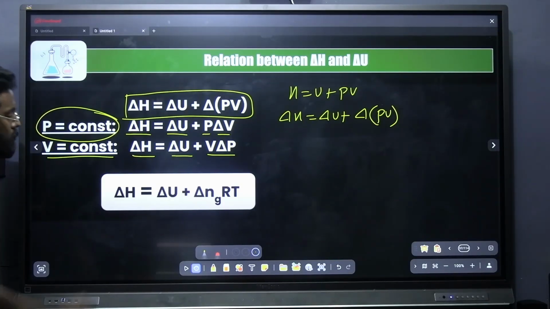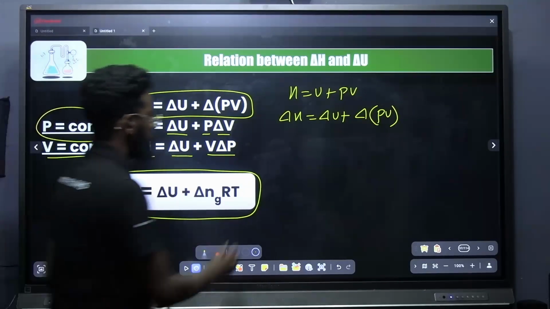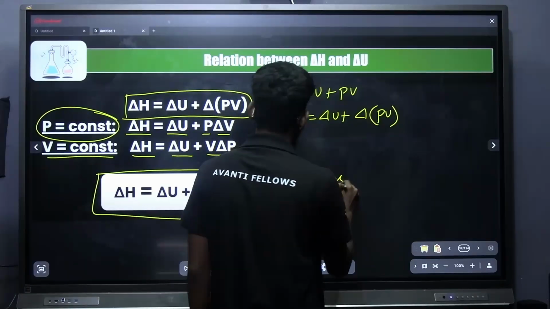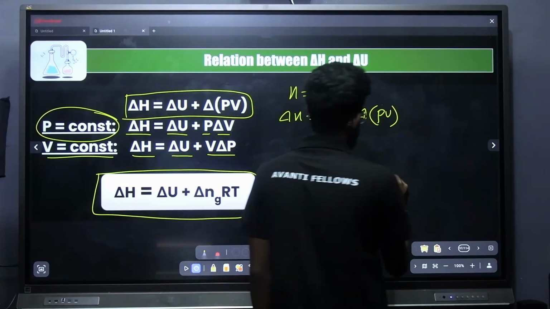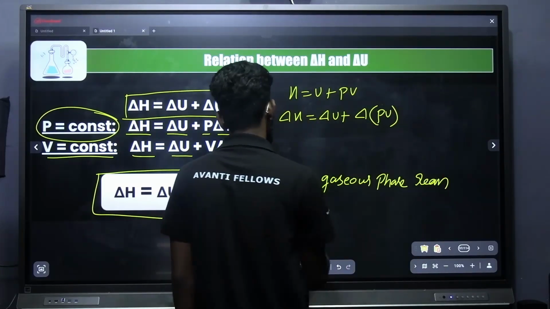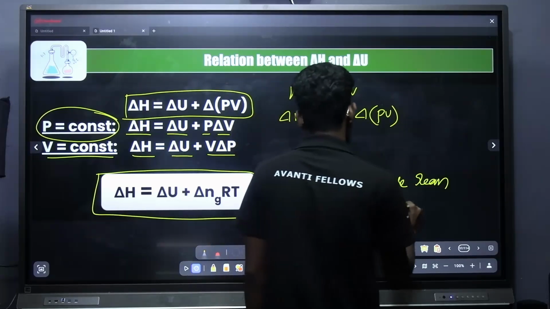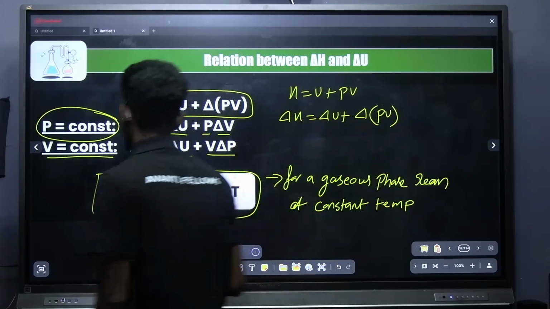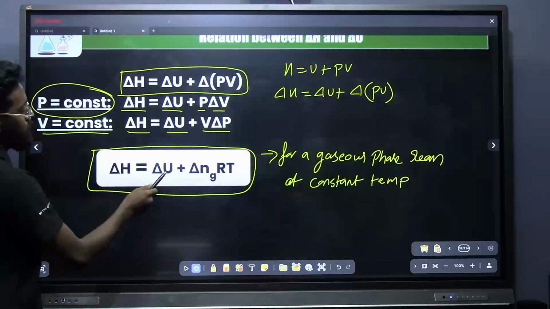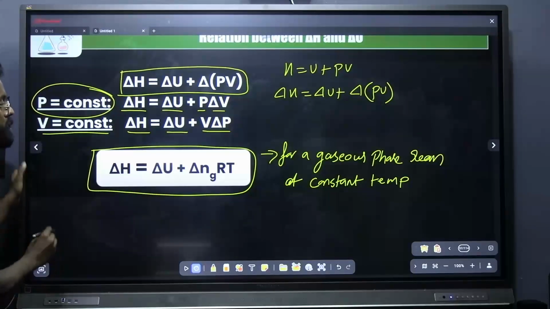Okay. Now what is the last and final equation? For a gaseous phase reaction at constant temperature, the relation between delta H and delta U is delta H is equal to delta U plus delta Ng RT.